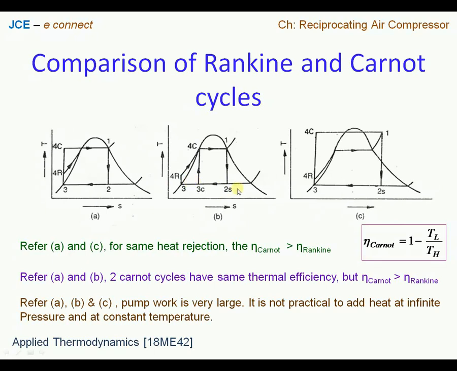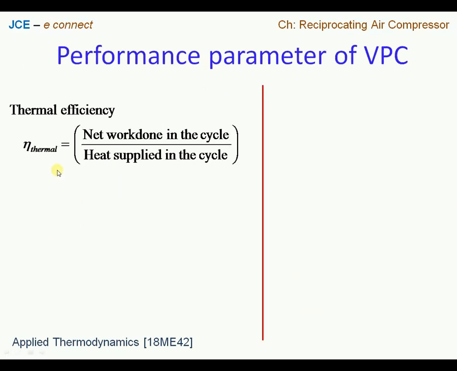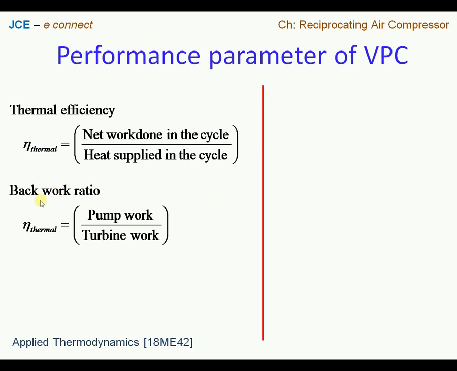So now let us look at some of the performance equations related to the steam power plant. Here we have the first performance parameter, that is thermal efficiency, which is given as net work done to that of heat supplied, and when we multiply this by 100, one can represent this efficiency in terms of percentage. Moving further, we have the back work ratio. That means we divide pump work by turbine work. So this gives us the back work ratio.